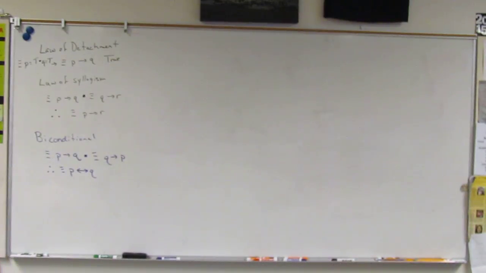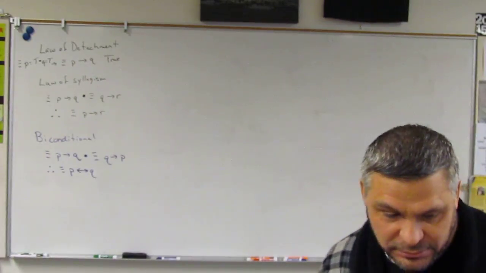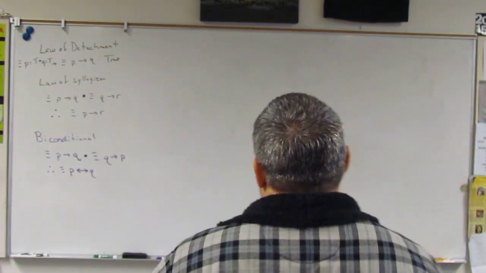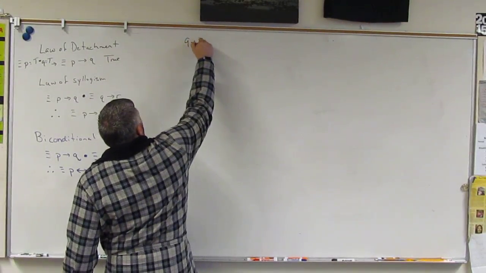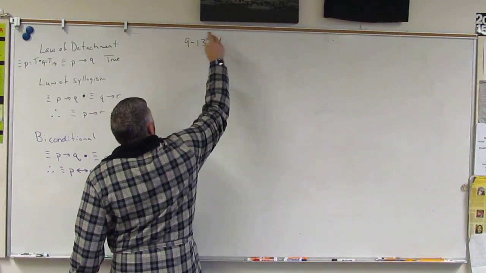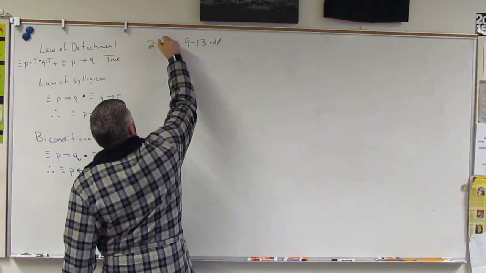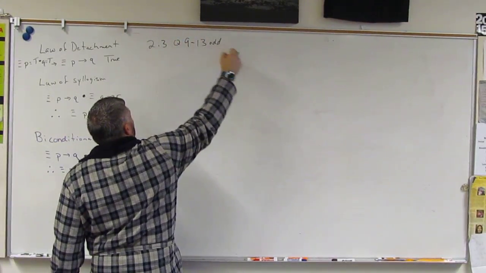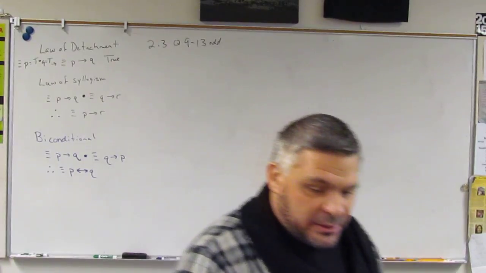So let's take a look at the 2.3 homework, which is 9 through 12. It's not a lot. I guess we could go through 14. Okay. So let's do the odds, 9 through 13. Okay. And this is 2.3, right? And let's talk about number 9.